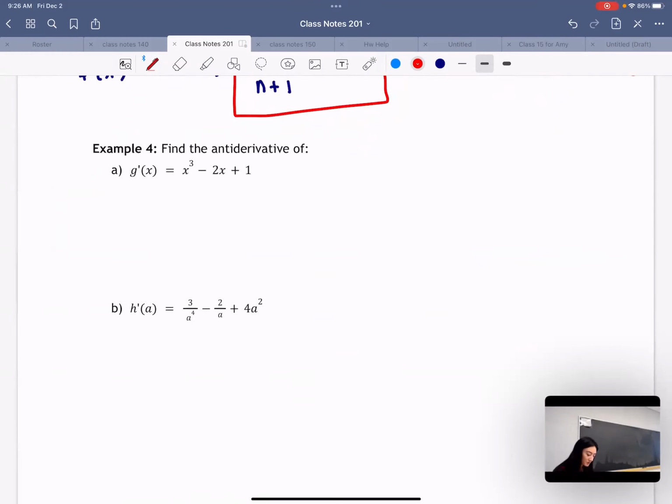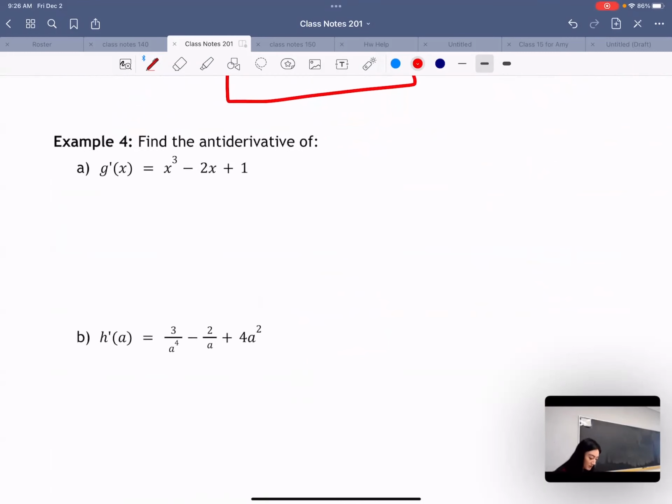So let's just go through part A, okay? This time we have a bunch of things being added together. Antiderivatives work the same way as derivatives, where if I add or subtract things, you're just taking the antiderivative of each piece and piecing them back together, okay? So let's take this piece by piece here. Right now we have x cubed. What's the antiderivative of just the x cubed portion?